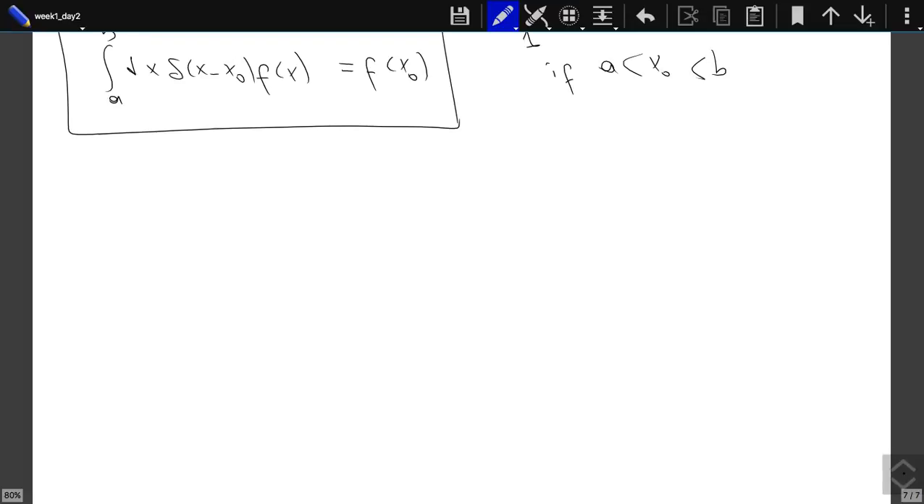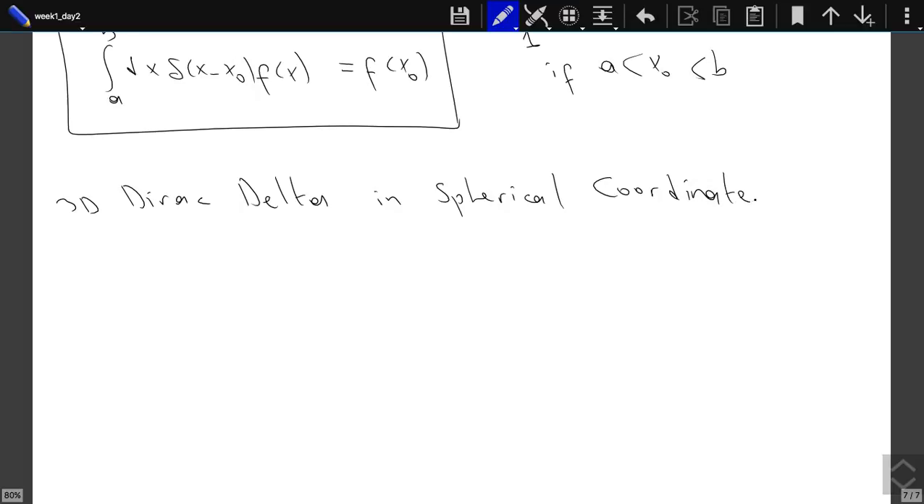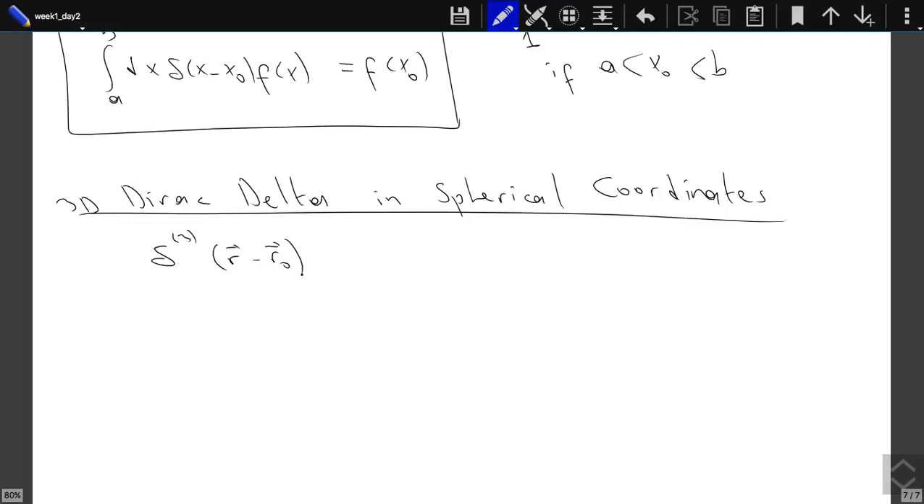Let us also consider one more case, the Dirac delta in spherical coordinates. The three-dimensional Dirac delta in spherical coordinates. Again, what we want to consider is this one, r minus r0. And if two points are equal, then their coordinates have to be equal. That's the definition of the coordinate. Given the coordinates, the point is unique.